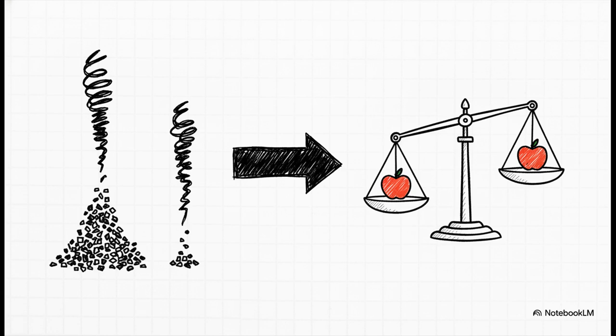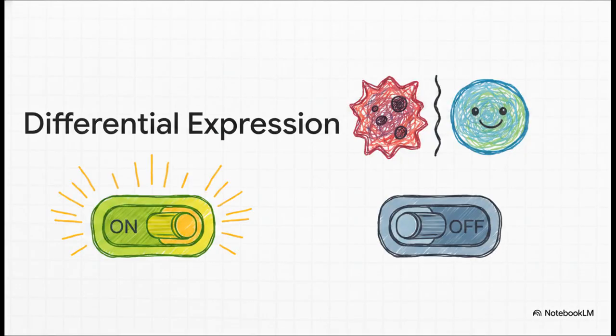If gene A is physically twice as long as gene B, it's naturally going to get chopped into way more fragments during our library prep. So it might look like it's highly active in our counts, but it's really just a longer gene. Normalization mathematically adjusts for things like gene length and total sequencing depth, just to make sure we are making a fair apples-to-apples comparison.